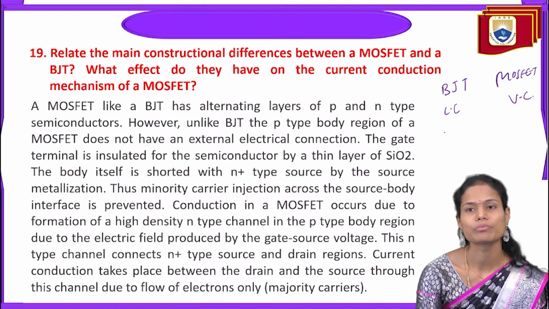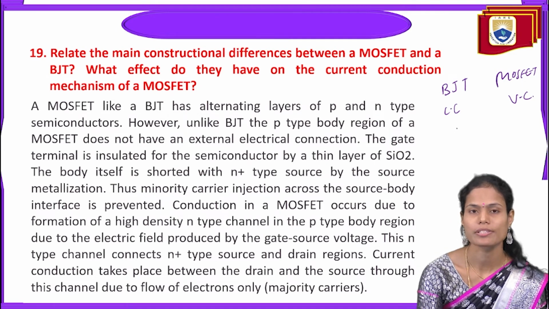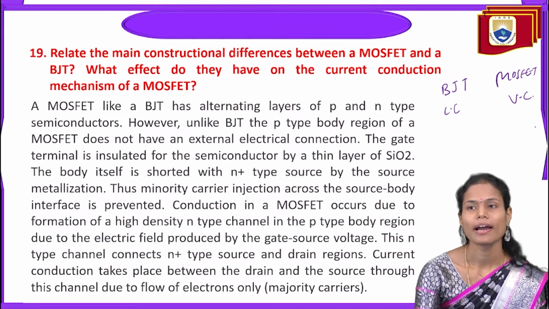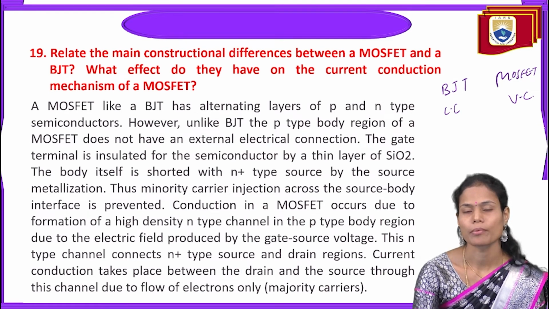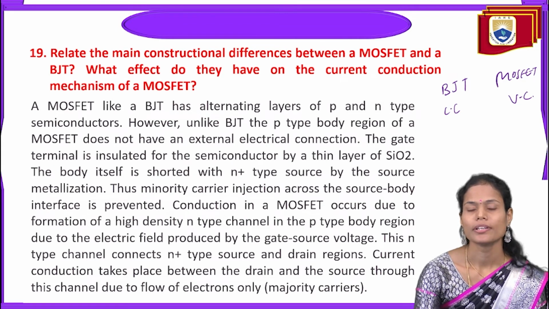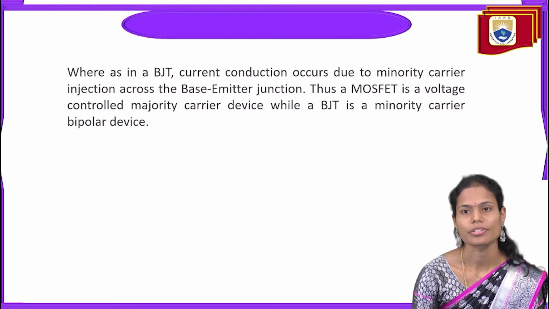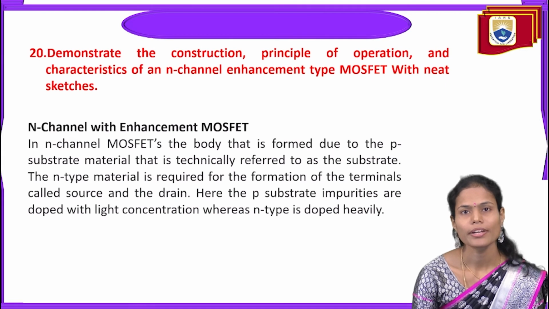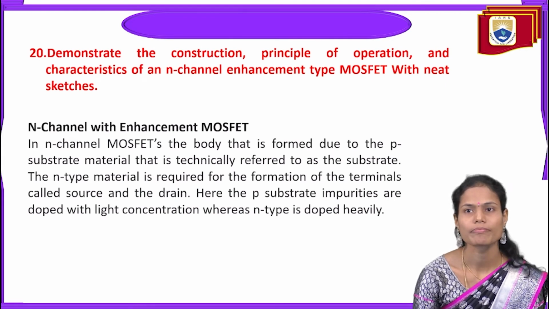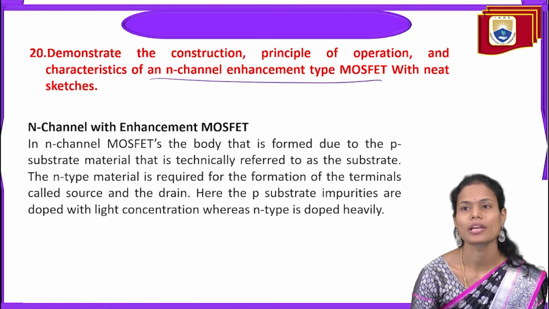current conduction is due to both the majority as well as minority carriers in the BJT, and in this case only due to the majority carriers. So these points we need to explain in detail for the given question. And next, demonstrate the construction, principle of operation and characteristics of N-channel enhancement type MOSFET with the need switches.